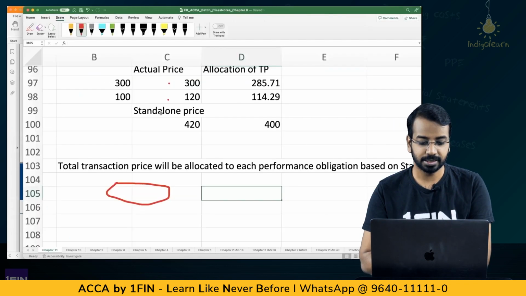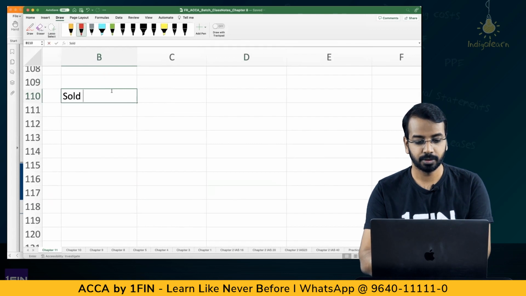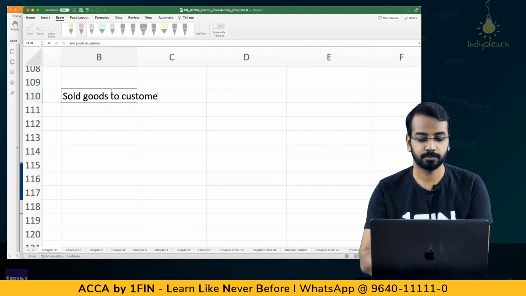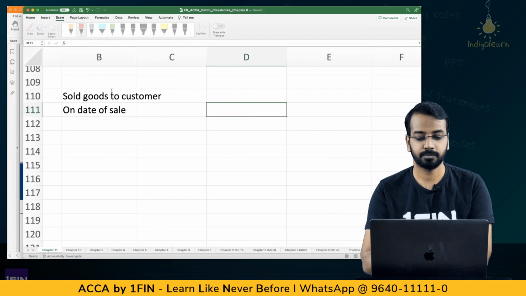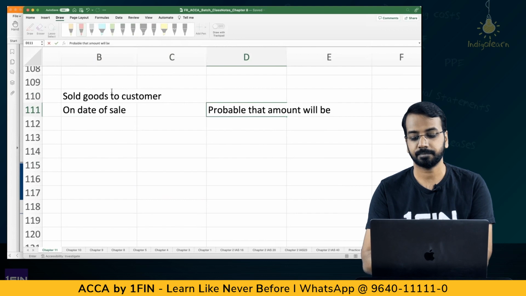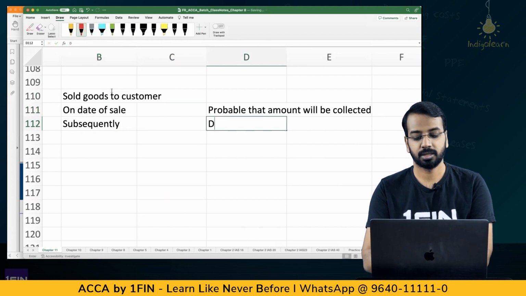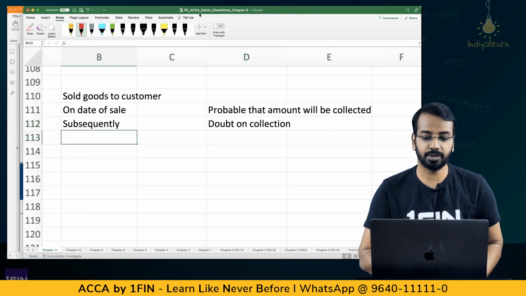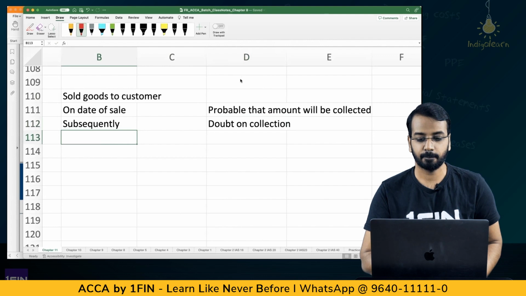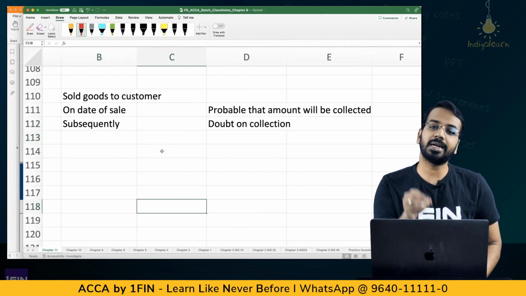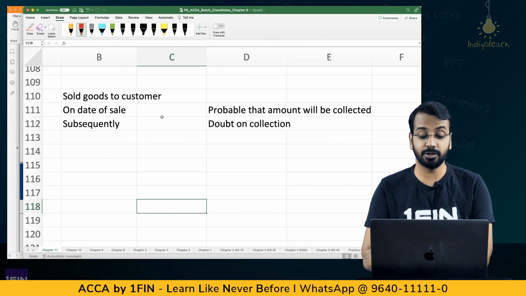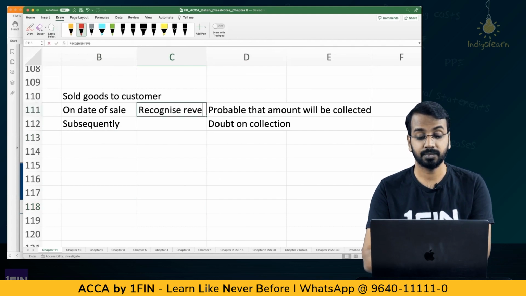Now, one more thing. Sometimes what happens is, you sold goods to a customer. On the date of sale, it is probable that the amount will be collected. Subsequently, there is doubt on collection. So here I'm giving you a scenario where on the date of sale, it is probable that the amount will be collected. So you will recognize revenue.